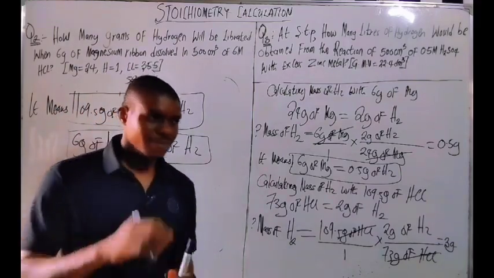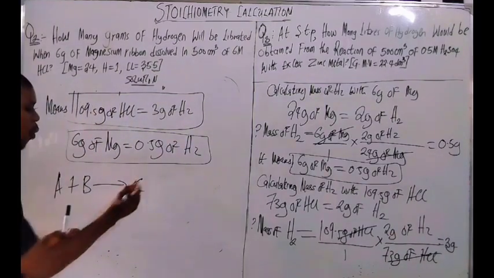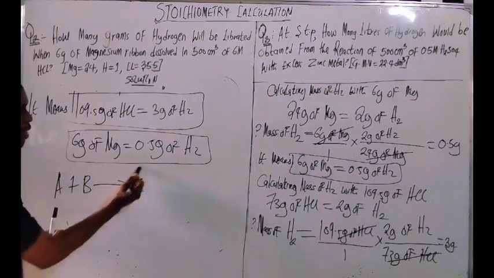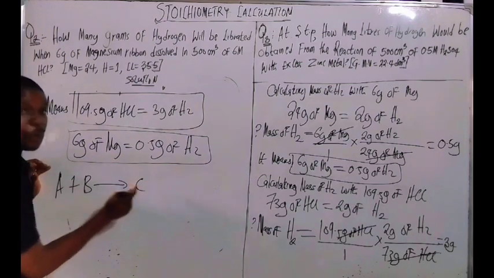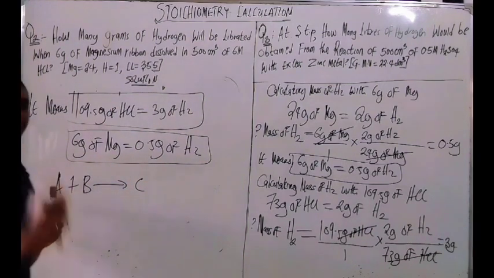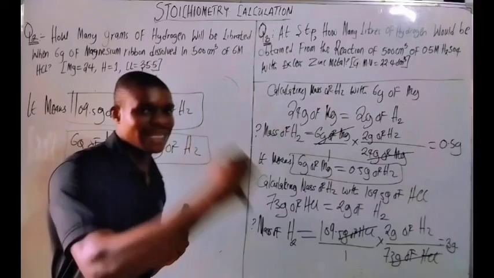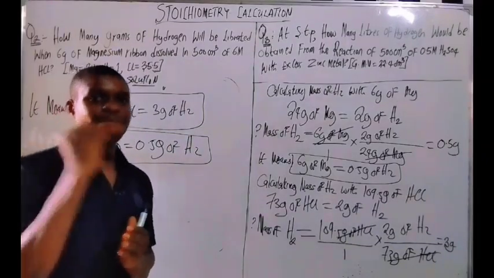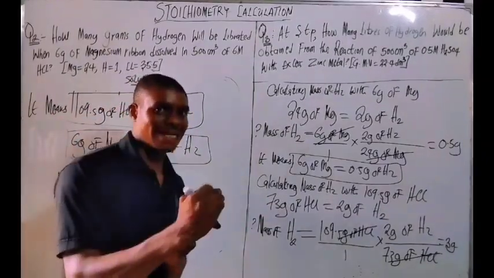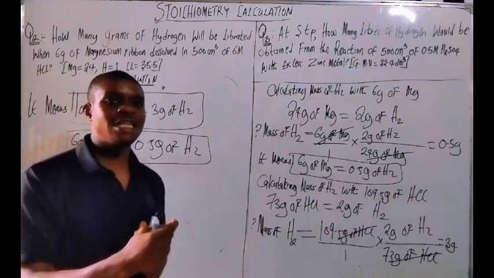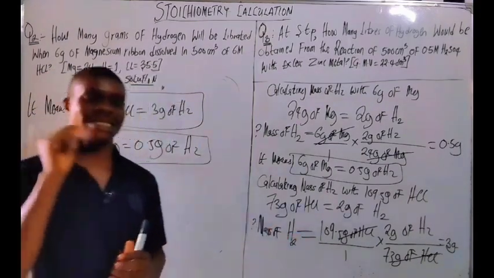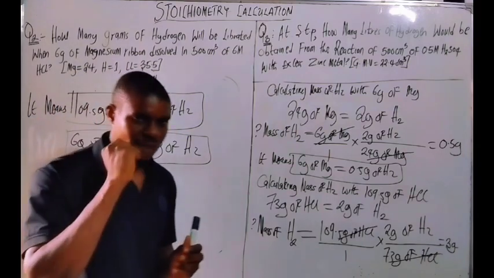Do you see that? Now, please pay close attention. The amount of the product produced in a chemical reaction depends on the limiting reactant. And the limiting reactant produces the least amount of the product. Please take all this down. If you're not ready, just leave this video here.